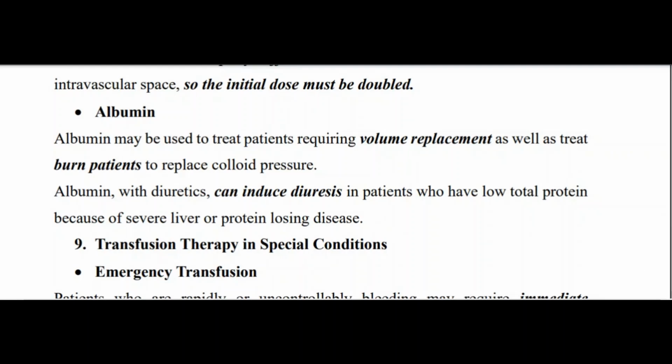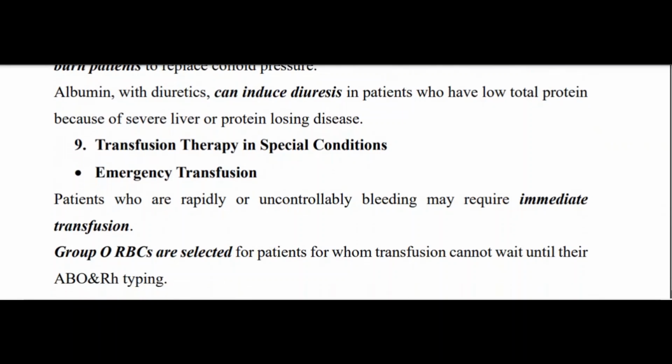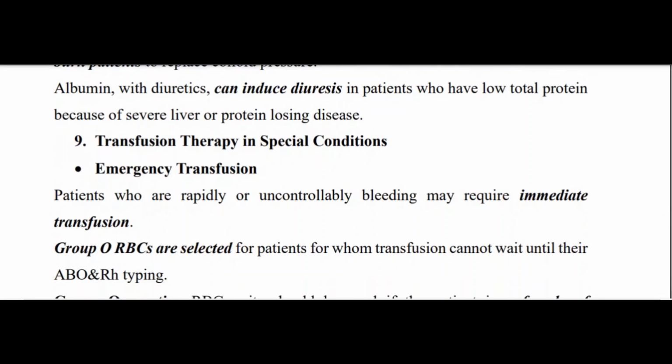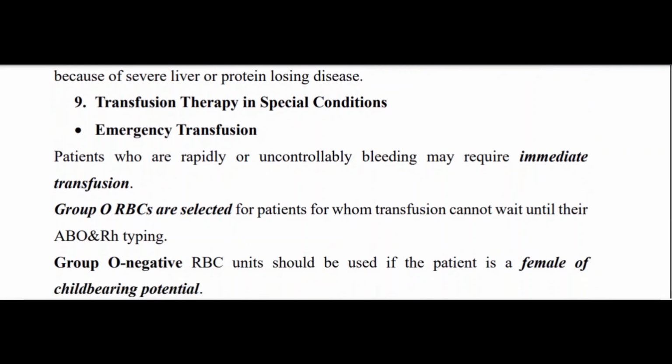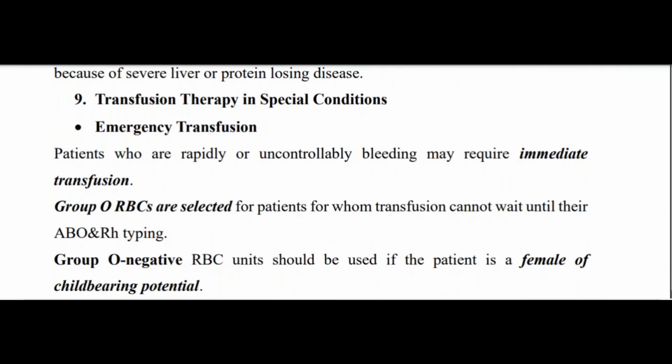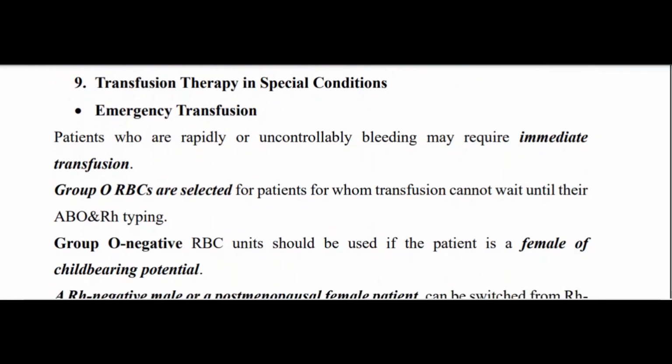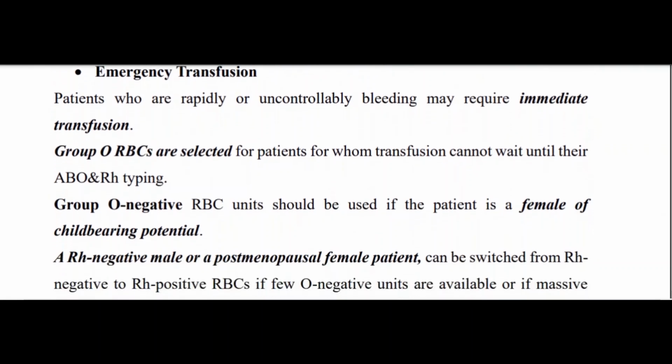Lastly, in case of special conditions, how do we transfuse and how do we cope with pressure in transfusion? For example, in emergency transfusion, there are some rules to follow. Patients who are rapidly or uncontrollably bleeding may require immediate transfusion. We have to select group O RBC first for patients for whom transfusion cannot wait until the ABO and Rh typing is done.